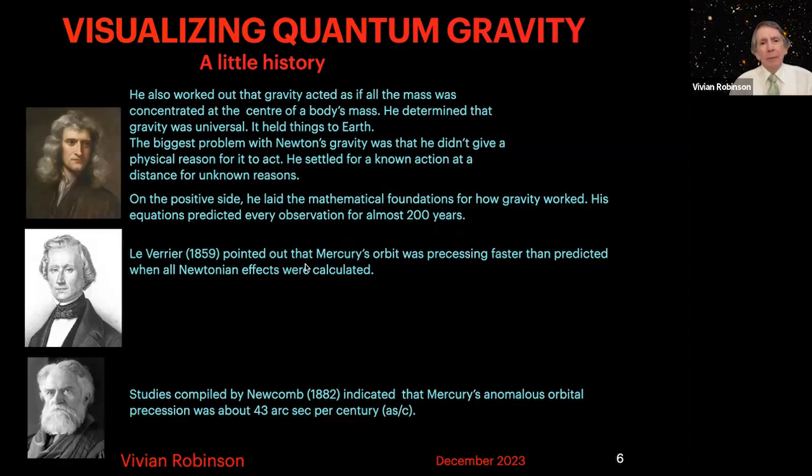Leverrier pointed out that Mercury's orbit was precessing faster than predicted when all Newtonian effects were calculated. He suggested that there was another planet he called Vulcan orbiting inside Mercury's orbit and could give a little bit of an attraction towards it. That planet was never found. Studies compiled by Newcomb indicated that Mercury's anomalous orbital precession was about 43 arcseconds per century.